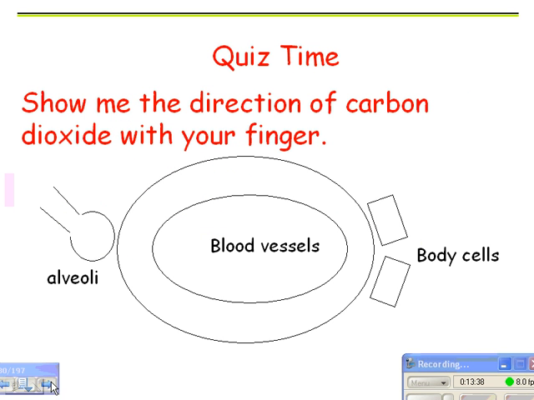High to low. Show me the direction of carbon dioxide. Okay. Yeah, he's helping, isn't he? You can all see what he just did.